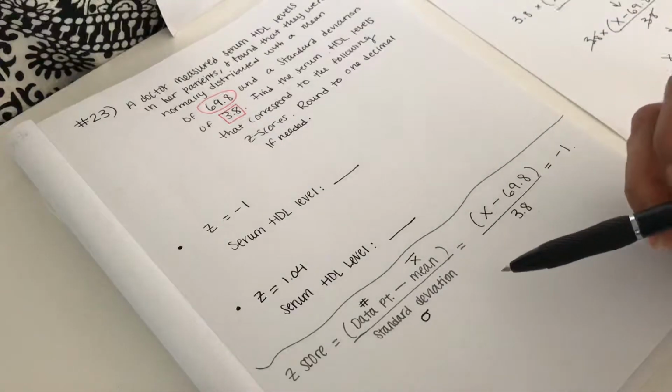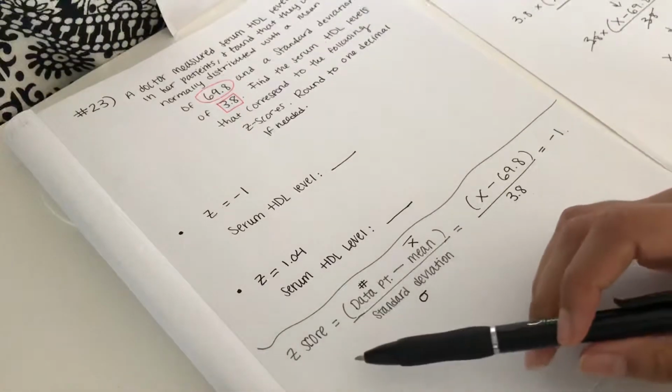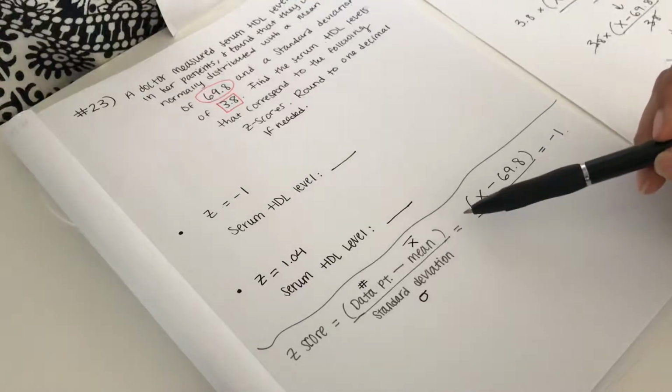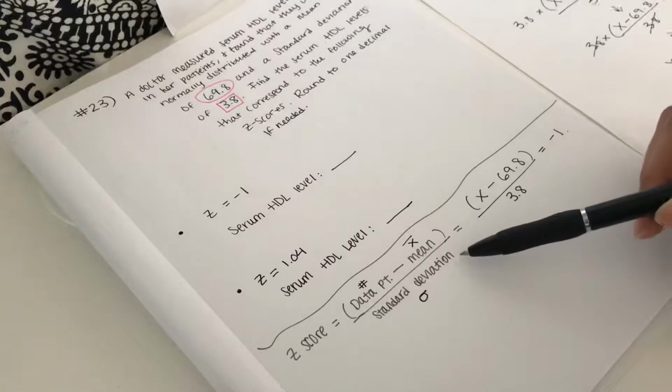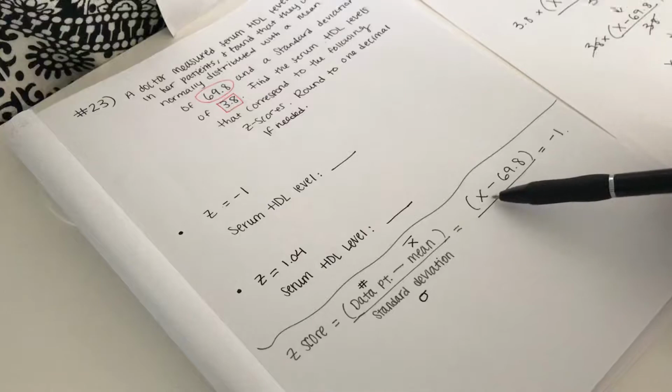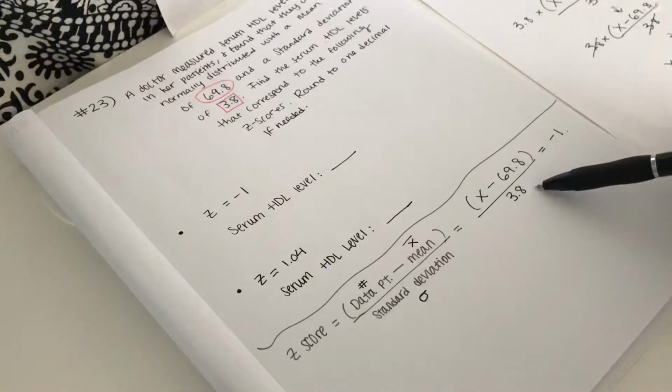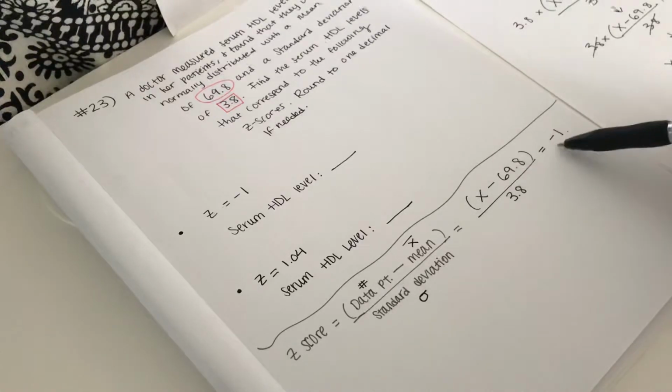First, what you want to do is set up the equation on how to find a z-score. It's the data point, usually x, minus the mean divided by the standard deviation. So when you plug that in, you put x, because this is what we want to find. x minus 69.8 divided by 3.8 equals the z-score, which is -1 in this case.